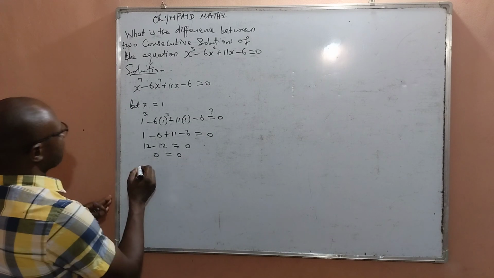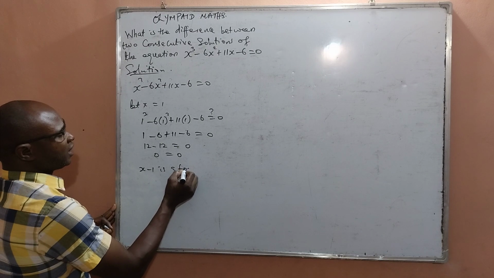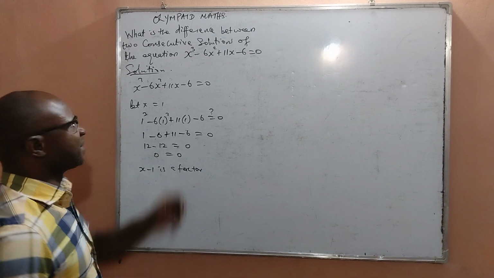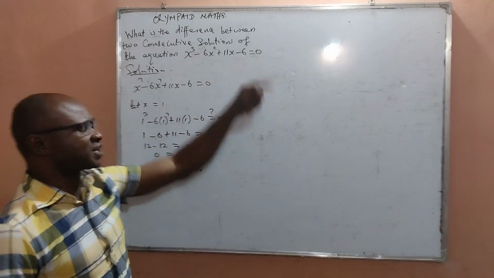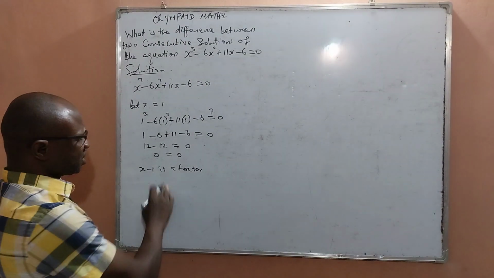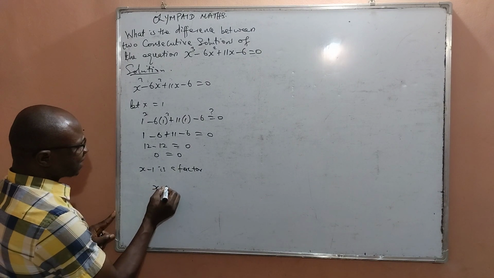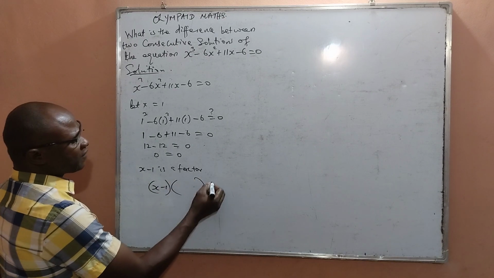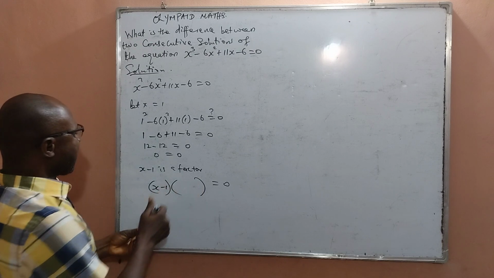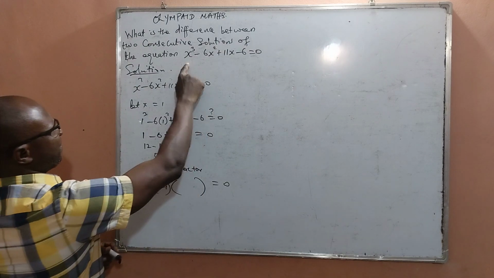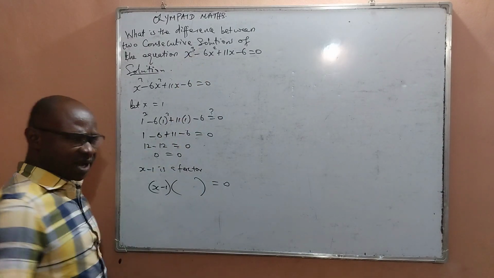What does this mean? It means that x minus 1 is a factor of the polynomial x raised to the power 3 minus 6x squared plus 11x minus 6. One of the factors is this. Now, since we have known one of the factors, we need the second factor. So x minus 1 multiplied by the second factor should be equal to the polynomial. So what will be the second factor? And since x minus 1 is linear, it means that the second factor is going to be quadratic.